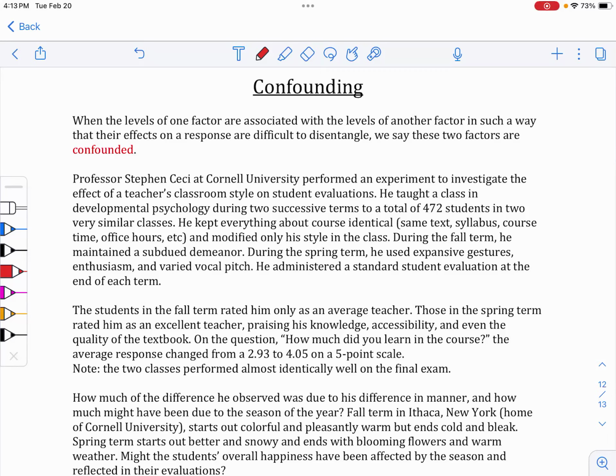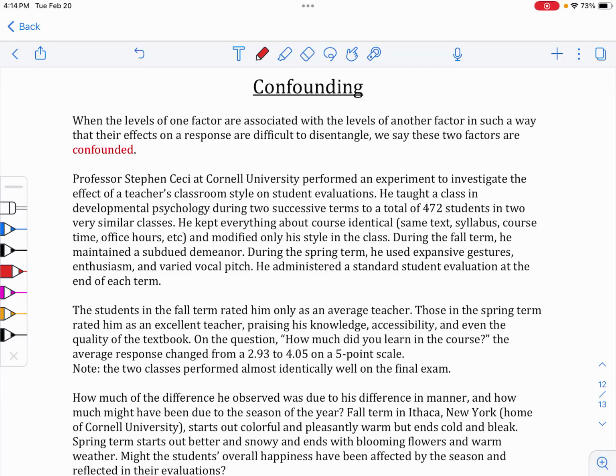For those who are familiar, evaluations are always at the end of the semester. So in the fall, they're closer to winter, right? In the spring, they're closer to summer. Is the difference because of season, or was it because of the professor's change in demeanor and how he taught his course? We can't tell.